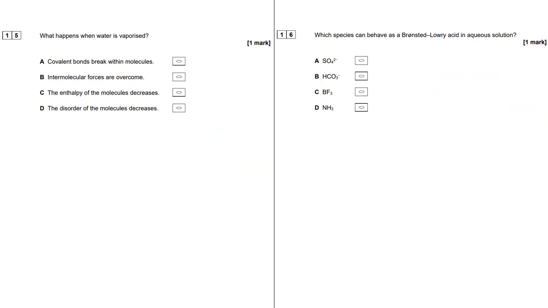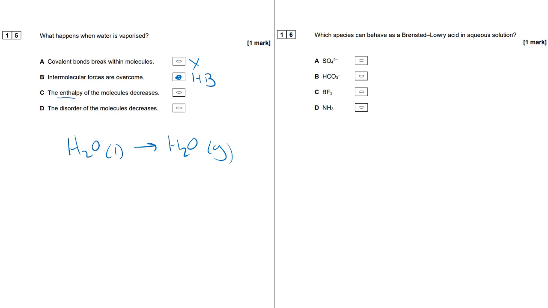Question number 15. What happens when water is vaporized? So the equation for that would be H2O liquid turns to H2O gas. So we're not breaking the covalent bonds, we're just breaking the hydrogen bonds between the molecules. So option B is correct.